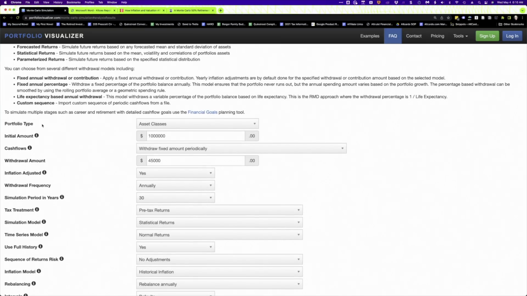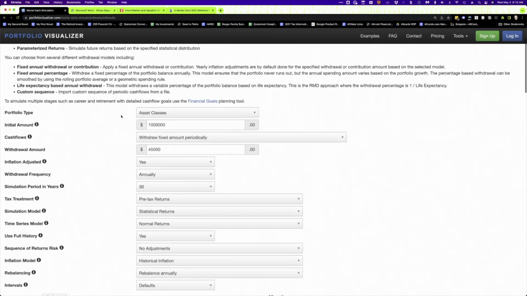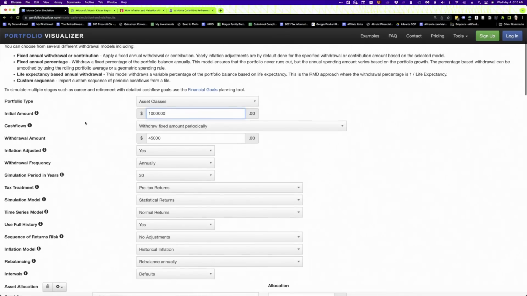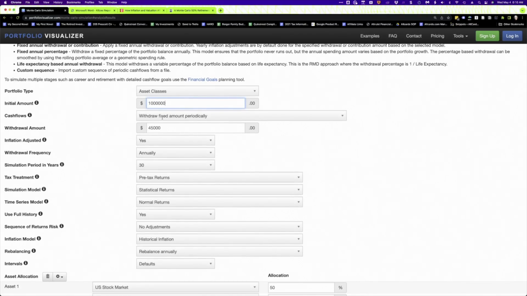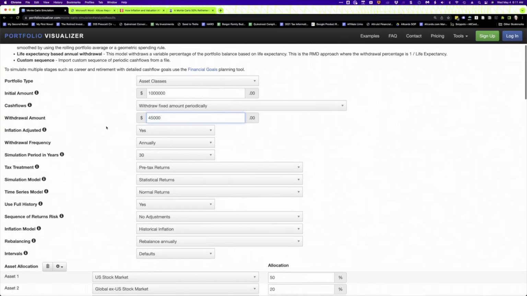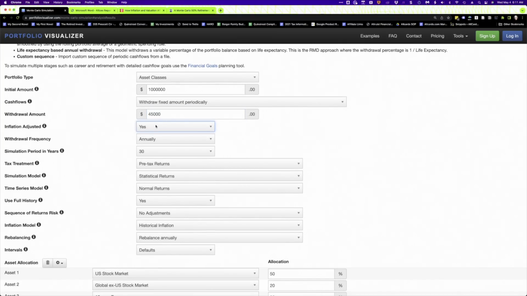So portfolio type, we're going to use asset classes. You could put your tickers of your investments in. We're going to start with just a $1 million portfolio. We're going to withdraw a fixed amount periodically. We're starting at $45,000 a year, so that's a 4.5% initial withdrawal rate. We're going to adjust for inflation. So that's basically the Bill Bengen approach, right? You start with a set amount of money based on some withdrawal rate, in this case 4.5%, and then you adjust for inflation. We're going to withdraw annually for 30 years.